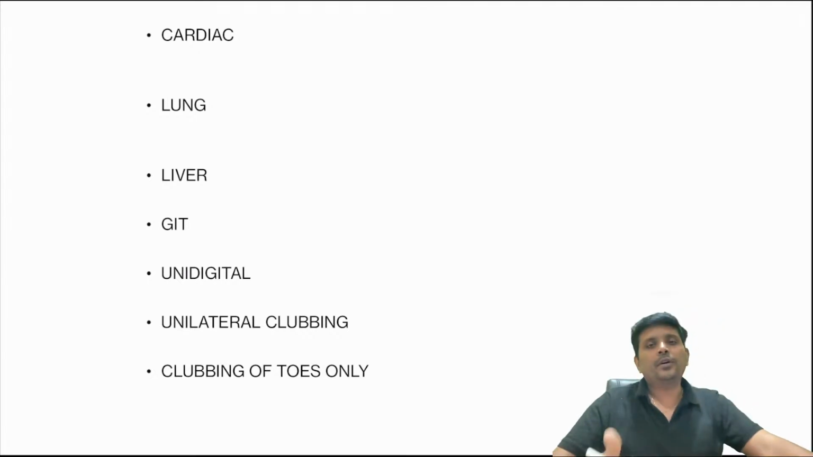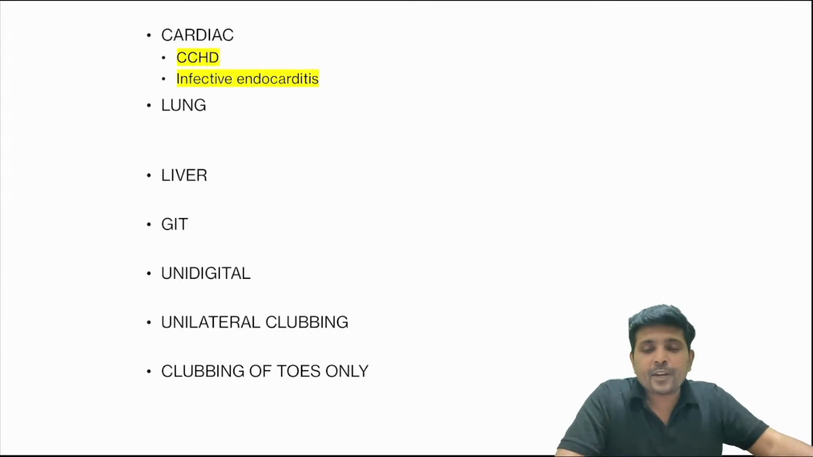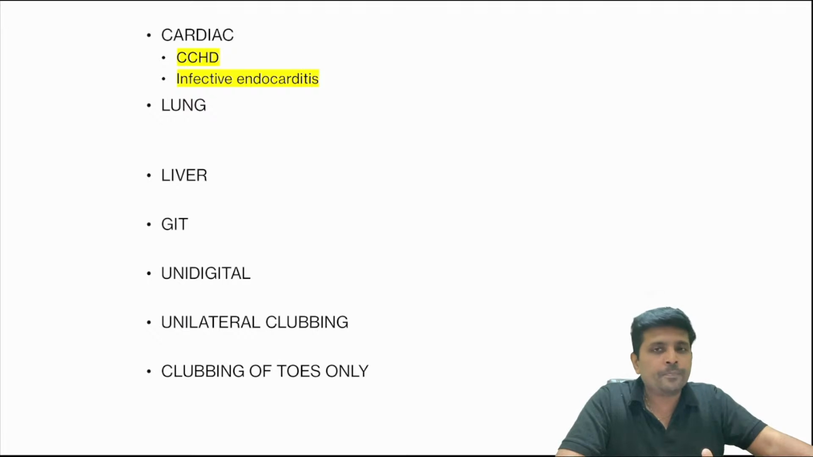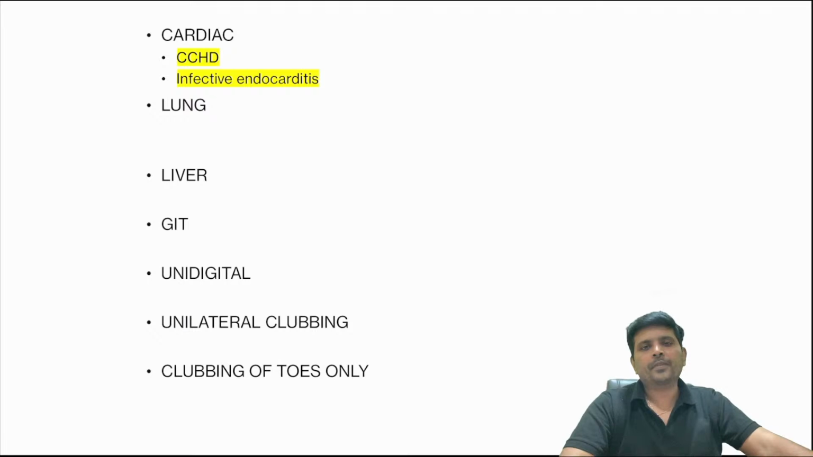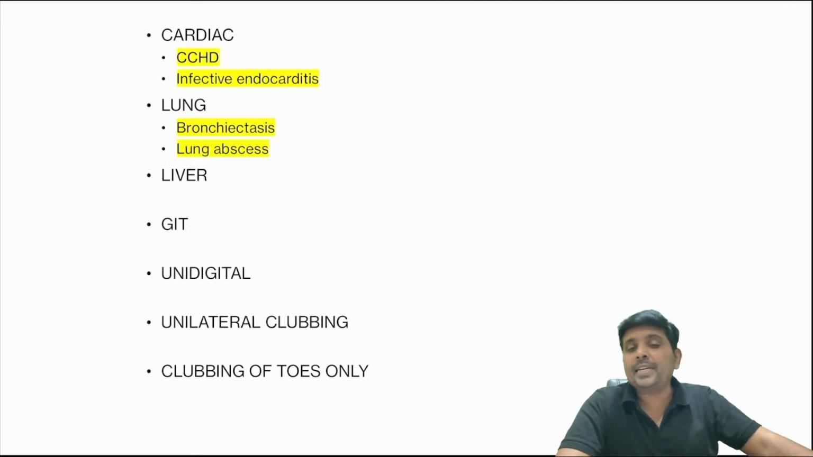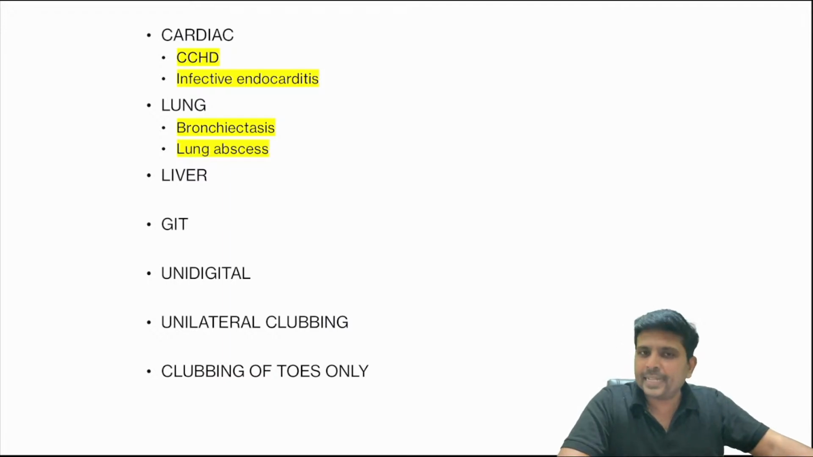With respect to cardiac causes, it can be cyanotic congenital heart disease. You would have heard about tetralogy of Fallot. So cyanotic congenital heart disease and infective endocarditis are the 2 common cardiac causes for clubbing. In the lung, any chronic infection can lead to clubbing, either a lung abscess or bronchiectasis. What is bronchiectasis? Permanent enlargement of the bronchi is called bronchiectasis. And then what are the liver causes?